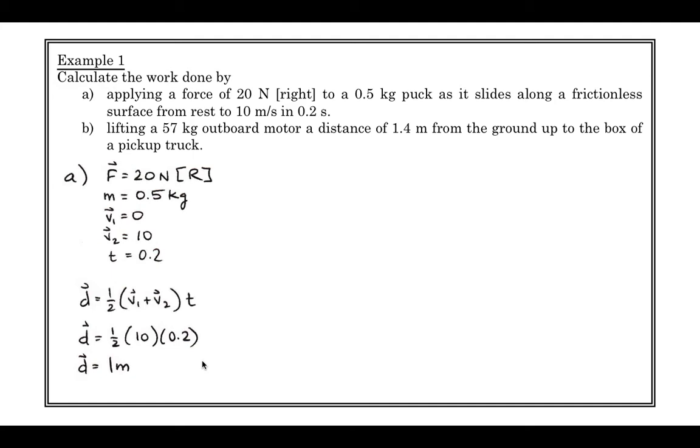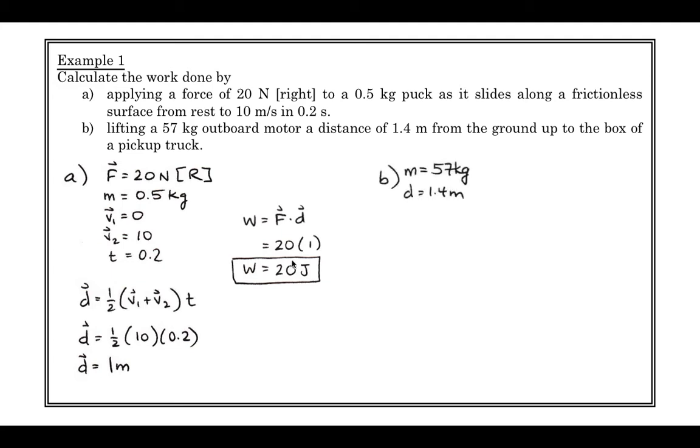In turn, we can say that work is equal to force dot displacement. In this case, because the displacement and the force are in the exact same direction, we just multiply these two and we get 20 joules. So that's how much work was done.